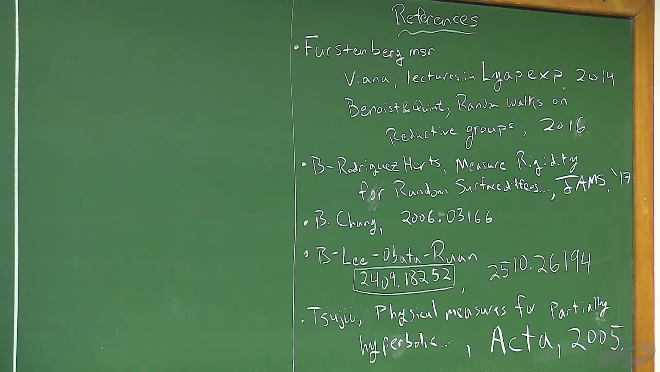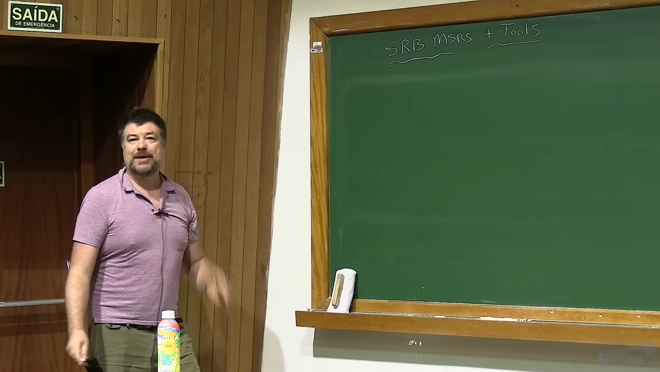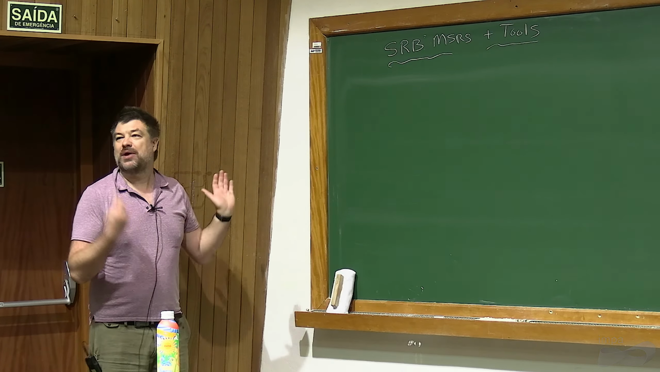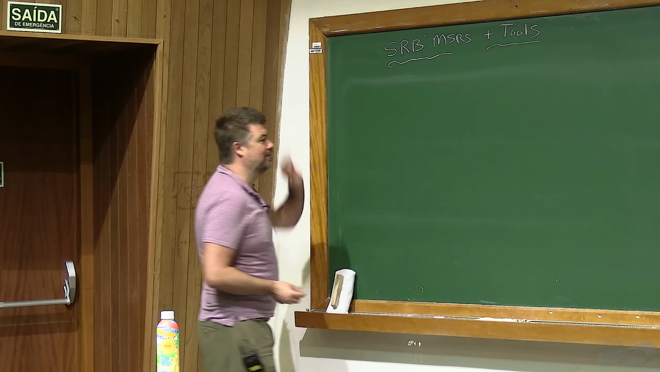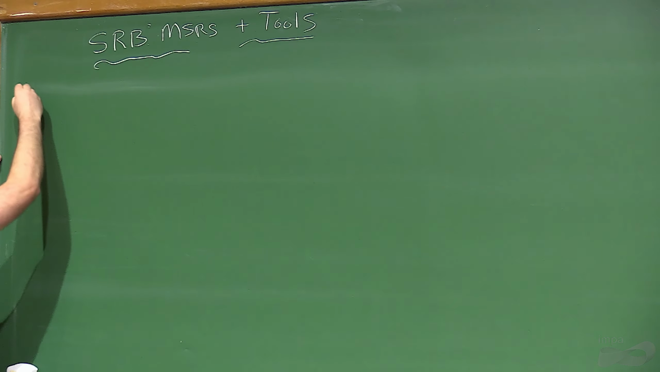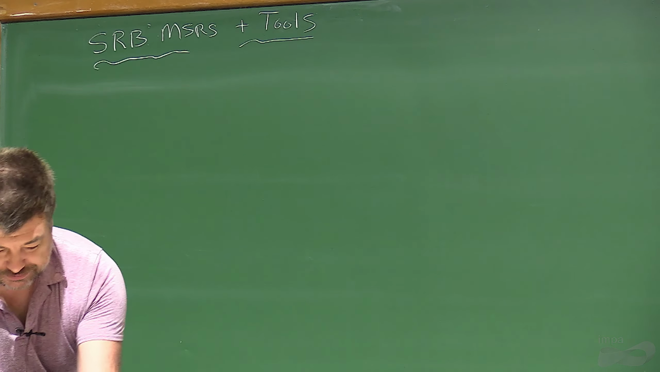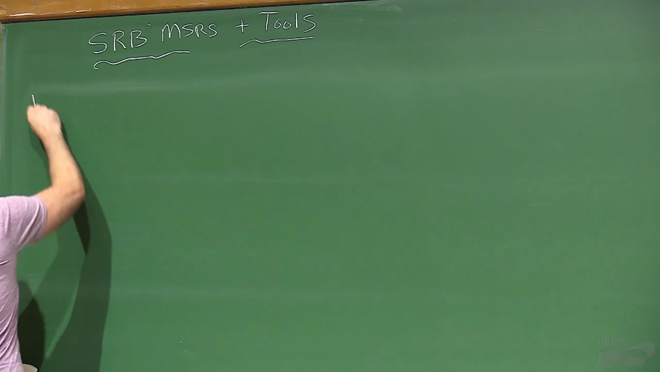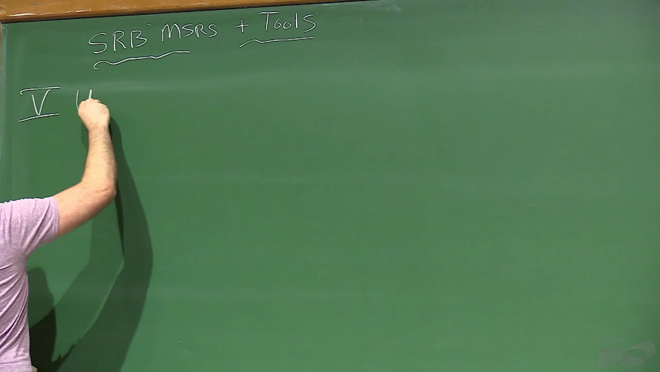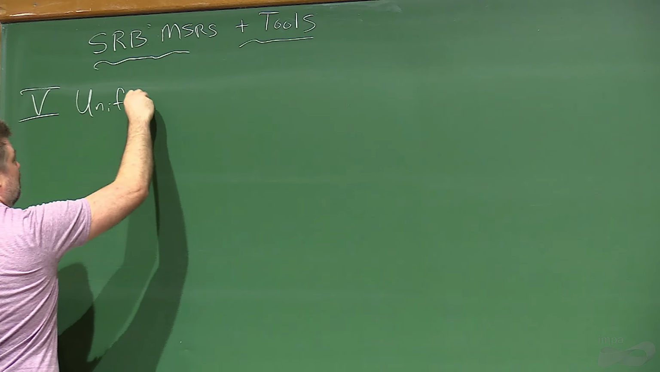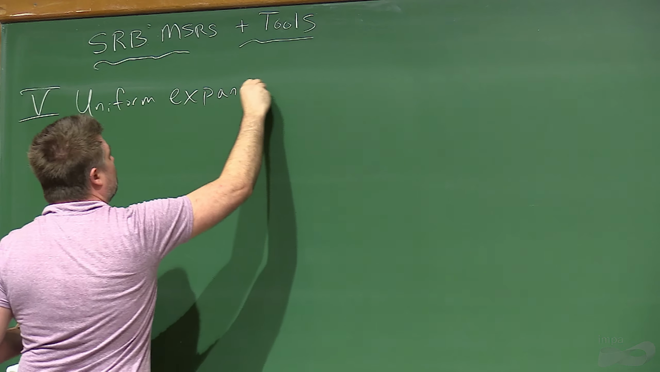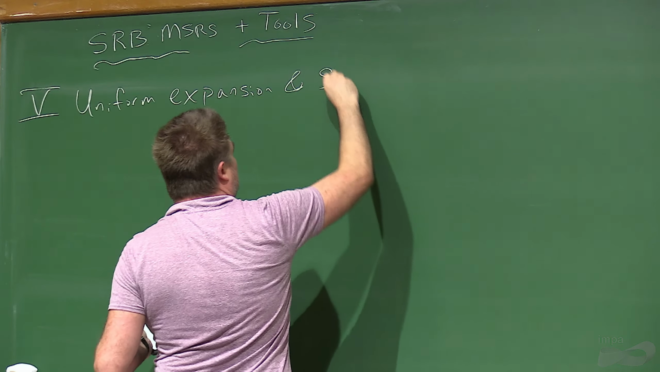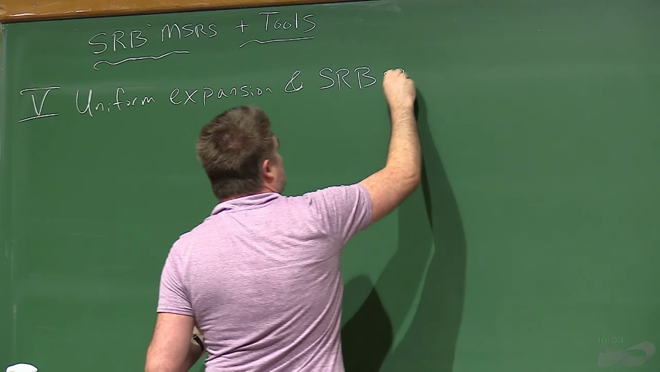OK, so the theme of today is to talk about the tools that we use to prove absolute continuity, and also the kinds of objects in the background, which are some SRB stationary measures. So I'll try to give some indication about what these are. OK, so I think I'm up to bullet point 5, which is something about uniform expansion. I'll remind you the definition from last time. And SRB stationary measures.